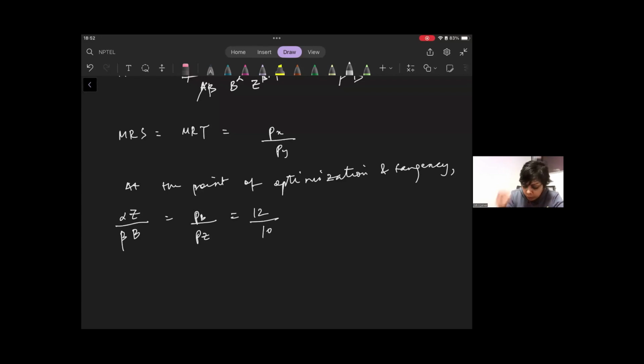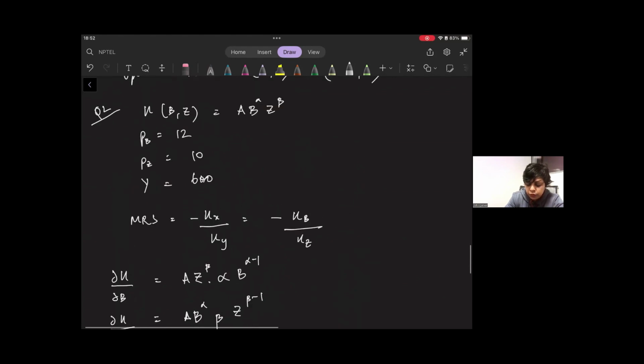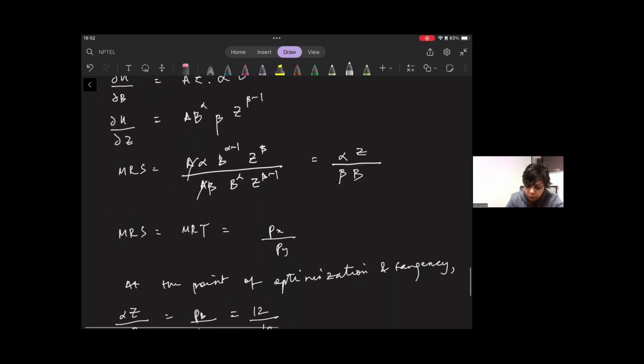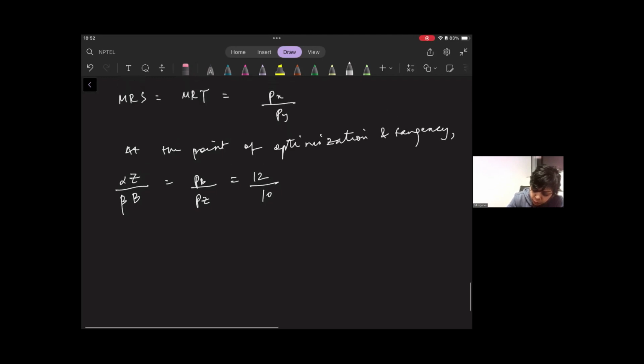Okay. So now what you can get is one in terms of the other. You have an expression for Z in terms of B, or the other way around, whichever way you like it. You can again plug that back into your expression for utility and optimize it, or you can plug that back into your other equation, the income equation. Let's write the income constraint equation. We haven't written it anywhere, right? So PB into B, PB is 12, B plus 10, Z is equal to Y is 600. So this is your budget constraint equation.